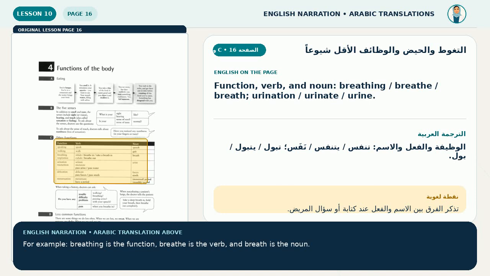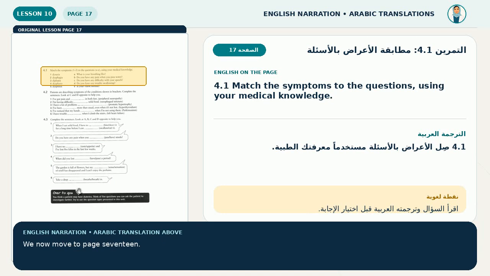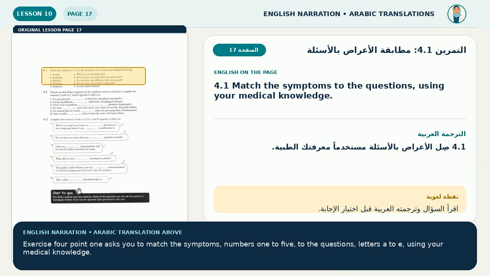For example, breathing is the function, breathe is the verb, and breath is the noun. Urination is the function, urinate is the verb, and urine is the noun. Read the Arabic explanation in the card while each English phrase is spoken. We now move to page 17.